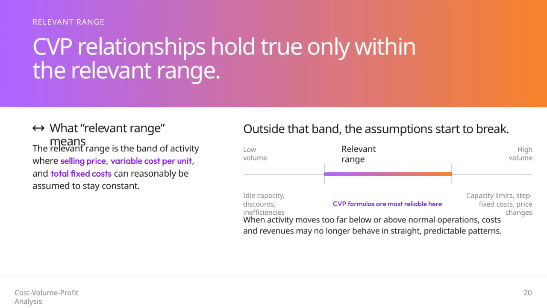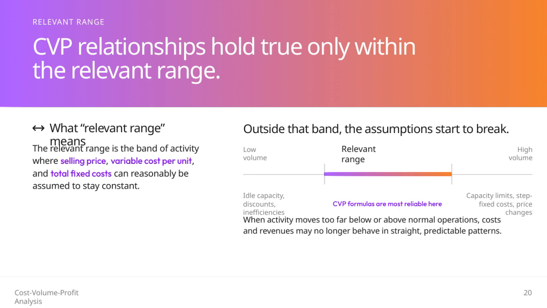When we talk about cost-volume profit relationships, it's crucial to understand the concept of the relevant range. This refers to the specific band of activity where certain assumptions hold true, namely, that the selling price, variable cost per unit, and total fixed costs remain constant. Within this relevant range, we can rely on CVP formulas to provide accurate insights.